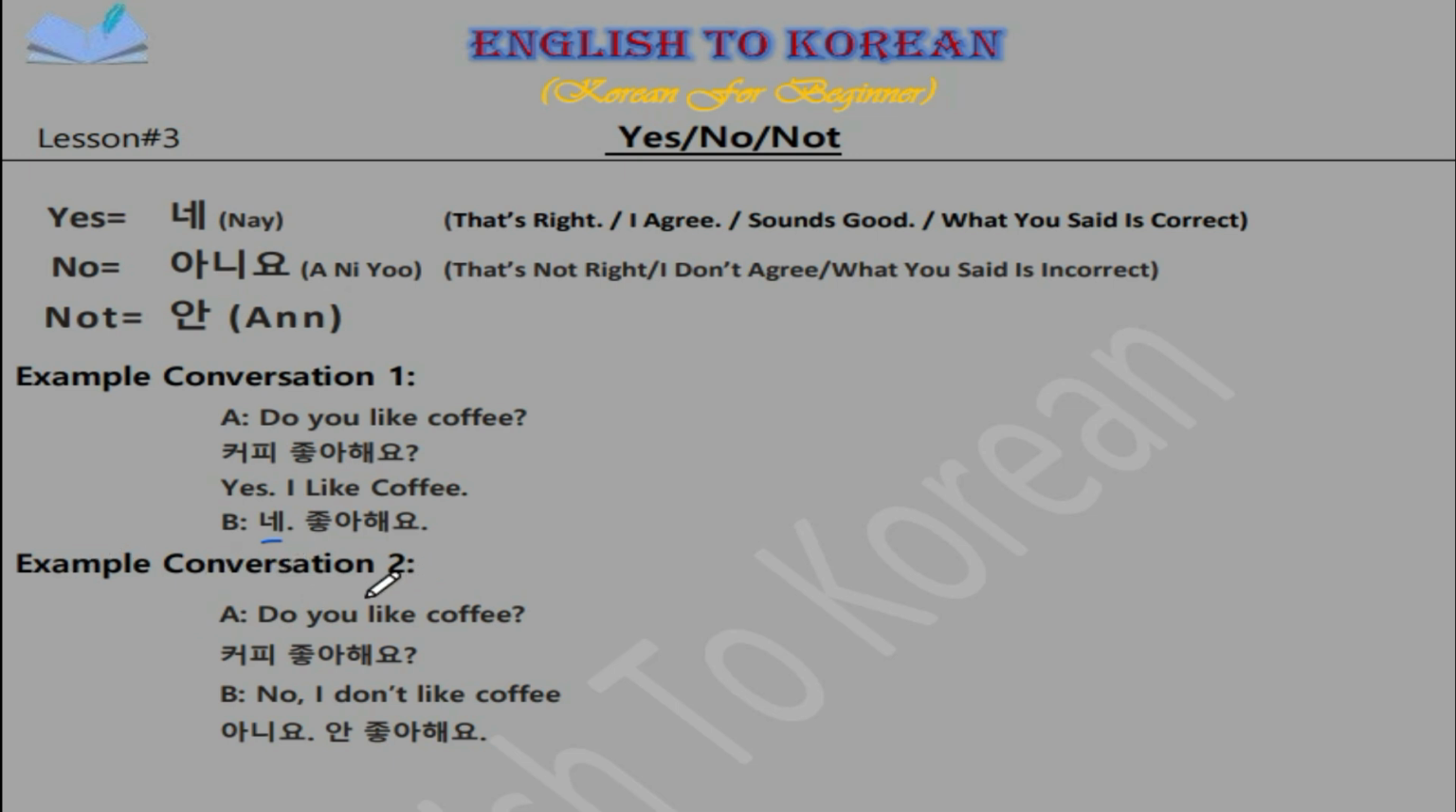Example conversation number 2. A person asks a question to B person. Do you like coffee? A person asks the same question to B person. Do you like coffee? Coffee 좋아해요. So here the answer of B person is different from the previous one. The B person replied to A person, no.